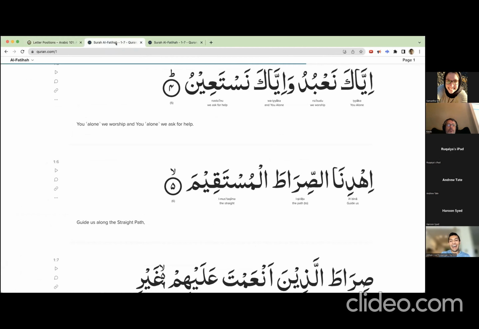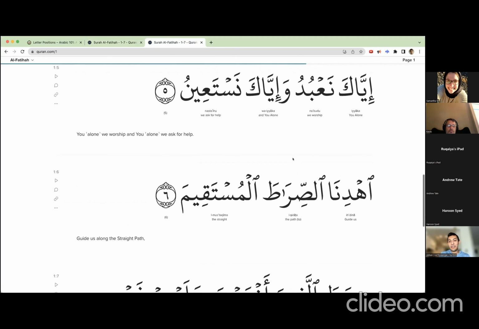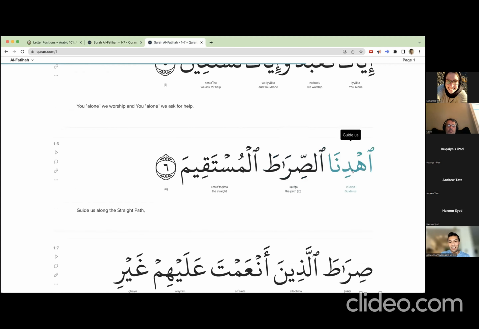So yeah, that's the ha at the beginning when it begins something, right? And then the da, dal, di, and then the na, and an aleph that lengthens it normally. So we'd say ihdina, ihdina. So in here we see the difference with the Uthmani script.